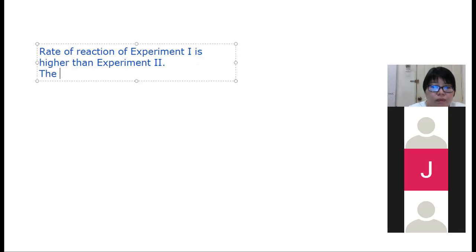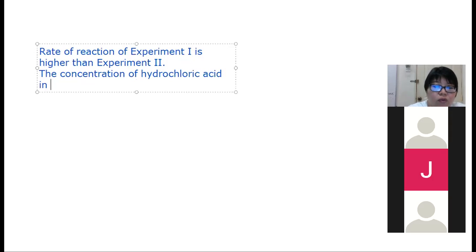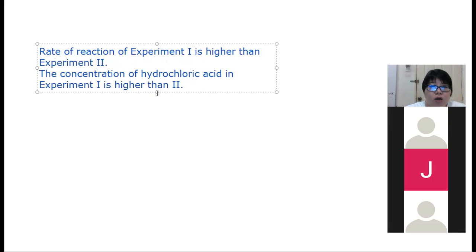Concentration. Concentration of what? Of hydrogen ion. Of hydrogen ion or of the hydrochloric acid? Which one? Hydrochloric acid. Yes, should be the hydrochloric acid. In which experiment is higher? Experiment 1. Okay.